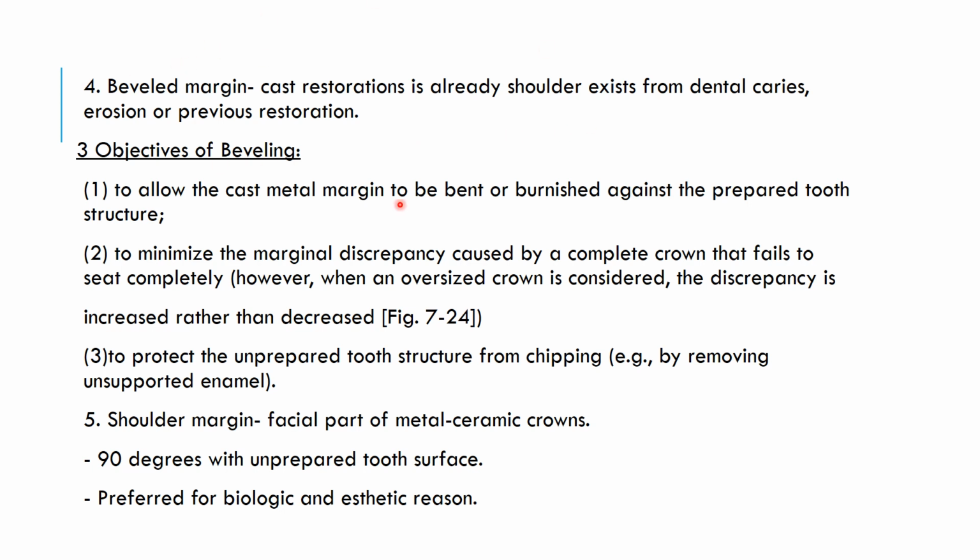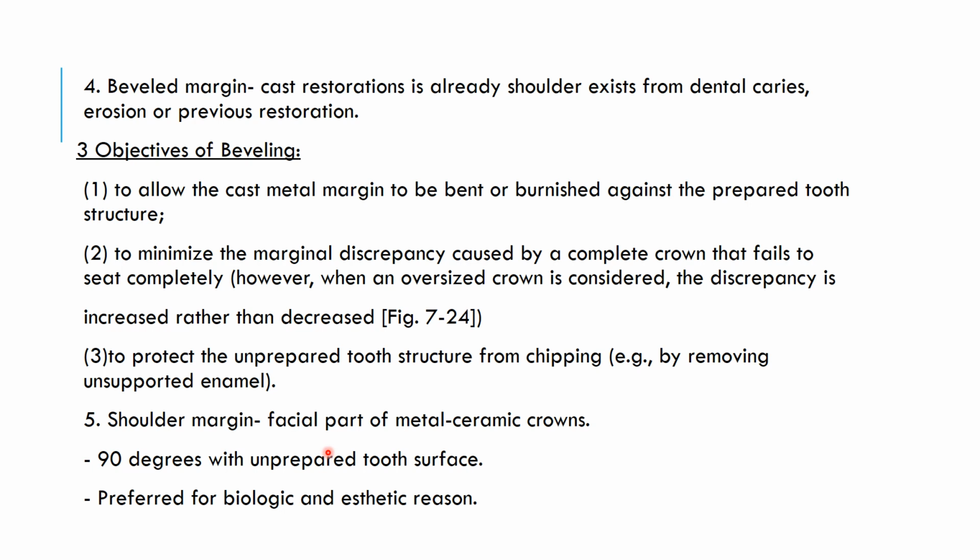So these margins can be beveled. Beveling has three objectives, sorry, to allow the cast metal margins to be burnished against the prepared teeth to minimize marginal discrepancy caused by the complete crown that fails to seat completely, and to protect the unprepared tooth structure from chipping. So that is why we do beveling, guys. We will be talking about functional cusp beveling in the further slides.